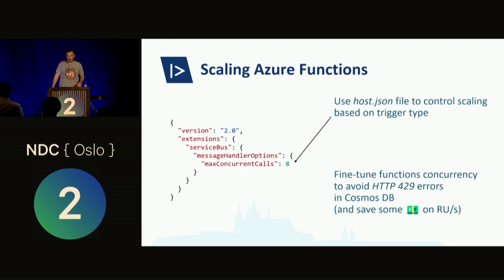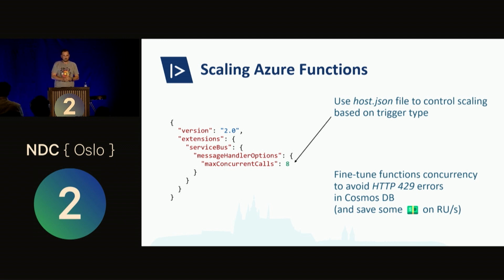Pretty nice stuff. One thing that we learned, and I didn't know about that, is that you can also control the scaling for Azure Functions based on the trigger type, that you can tweak the host.json file to, for example, not allow Azure Functions to scale too much. Because as I said, they're amazing with the scaling. They can scale, I would say, by definition, almost endlessly.